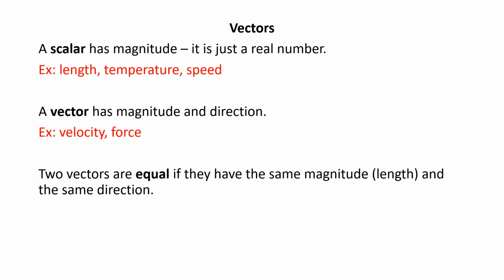Two vectors are said to be equal if they have both the same magnitude or length and the same direction. We will often represent vectors geometrically by drawing arrows. Here we see a picture of a vector v. Notice that we use a boldface letter for the name of the vector. Here we have a vector w. In this case, these two vectors are equal because they have the same length and they're pointing in the same direction.